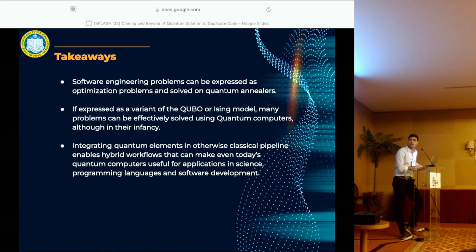And lastly, even though quantum computers cannot be used standalone for commercial large-scale purposes, there are lots of avenues and research gaps where we can find out how to use them in an otherwise classical workflow to get a hybrid workflow and use them even today for applications in science, programming languages, and software engineering.